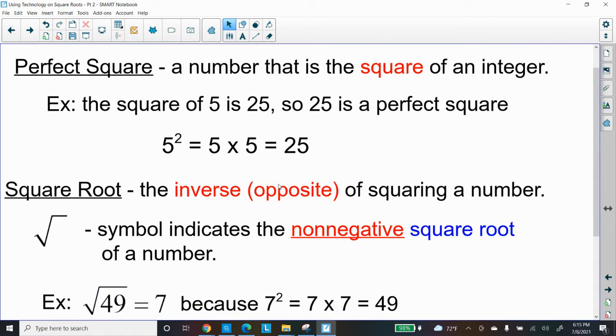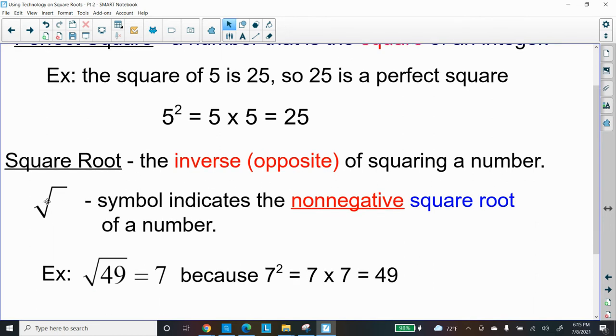But when we go the reverse way, we are talking about the square root. That's the inverse or opposite way of squaring a number. And here's the radical sign for square root, and it indicates a non-negative square root, so it's not negative. So of some number, for example, the square root of 49 is 7. Why? Because 7 squared, or 7 times 7, equals 49. So it's going in the opposite direction of squaring. So that's called square rooting.